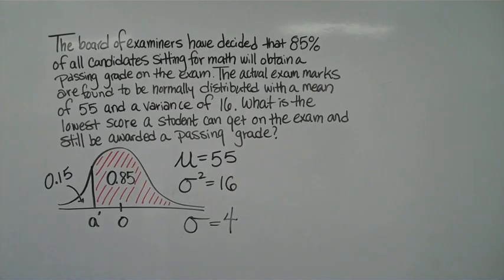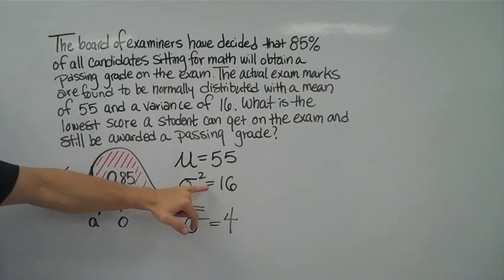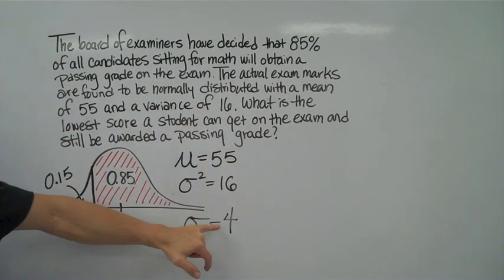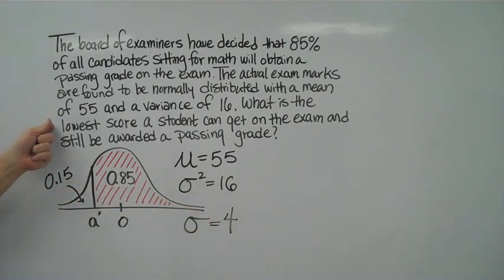I promise this will be the last problem we do. The Board of Examiners have decided that 85% of all candidates sitting for the math exam will obtain a passing grade on the test. The actual exam marks are found to be normally distributed, that's important, with a mean of 55 and a variance of 16, which means we want to write our SD as 4, which is the square root of 16. What is the lowest score a student can get on the exam and still be awarded a passing grade?